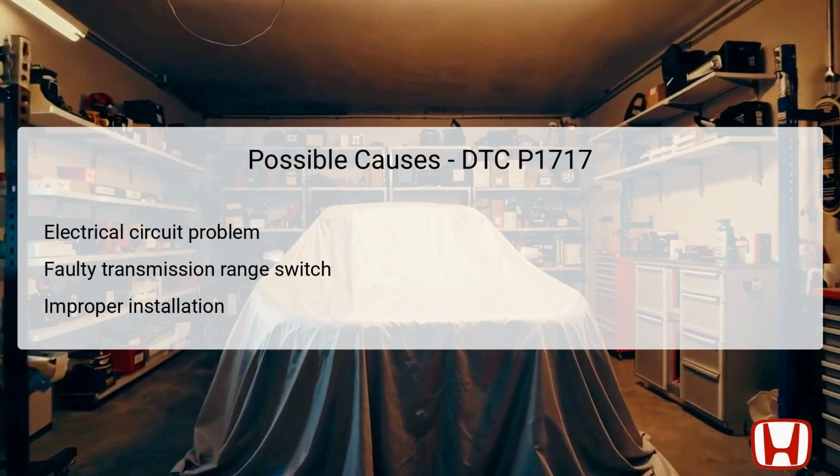Identifying the potential causes for DTC P1717 is critical to efficient troubleshooting. The primary issue is often related to an electrical circuit problem. This means there may be a disruption in the wiring, either an open circuit or a short. A faulty transmission range switch itself can also trigger this DTC, with wear or damage affecting its performance.